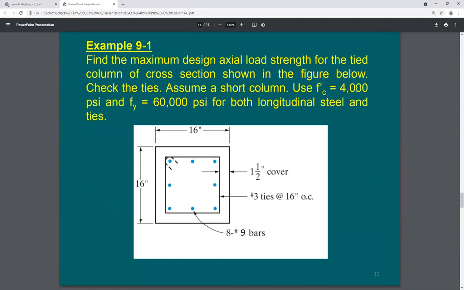Use f'c, the strength of the concrete, as 4,000 psi, and fy as 60,000 psi for both longitudinal steel and ties. Look at the ties and look at the reinforced concrete. It says 16 by 16 for the column itself, 8 number 9. Let me look: 1, 2, 3, 4, 5, 6, 7, 8. Yes, I have them. And it says here number 3 ties at 16 inches on center for the spacing.